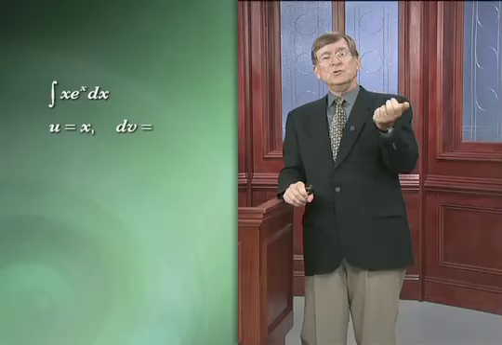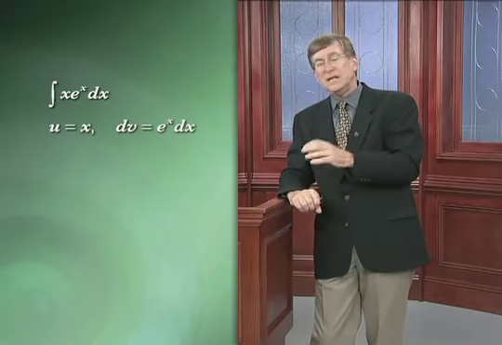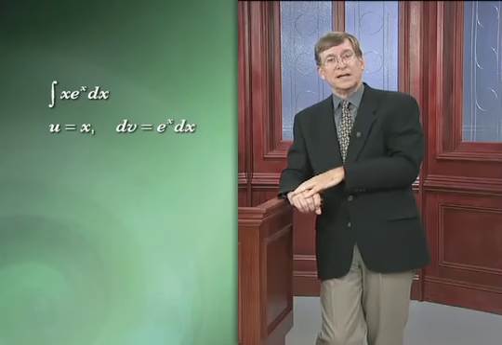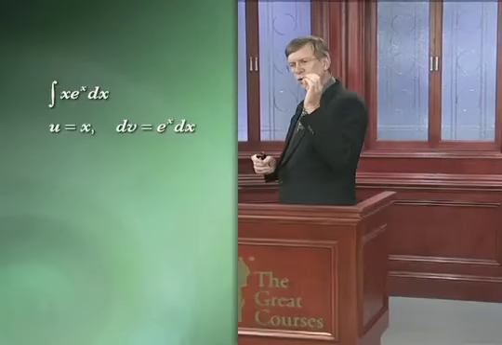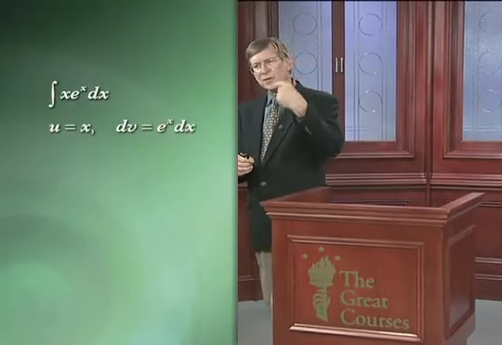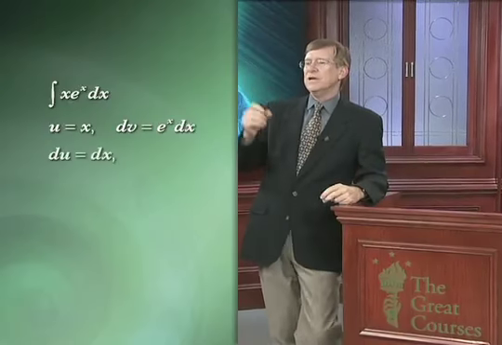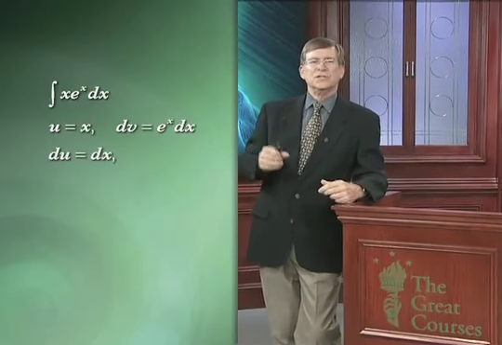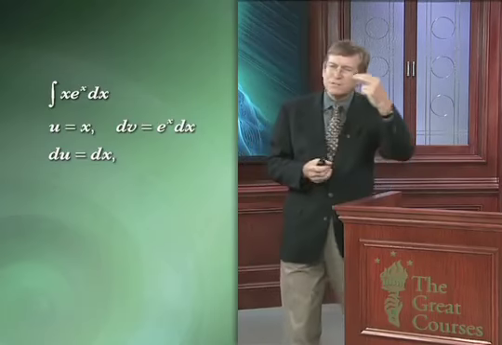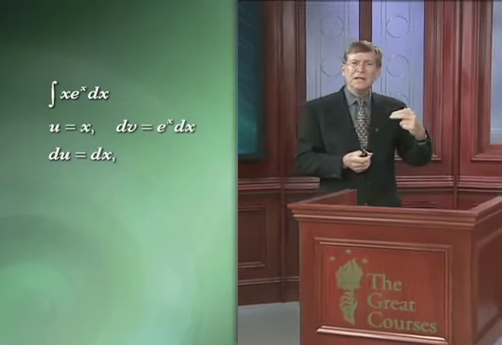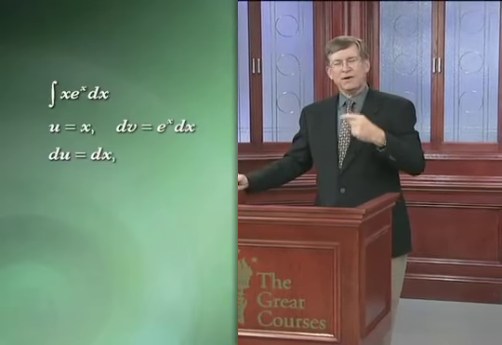I'm going to guess u to be x and dv to be everything else. So dv is e to the x dx. Good. Once you've selected your u, you then calculate du, which is the derivative. So du here is the derivative of x, which is just dx. The differential of x is dx. So I differentiate the u part, and the dv part I integrate to find v.